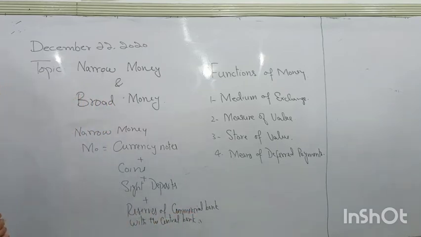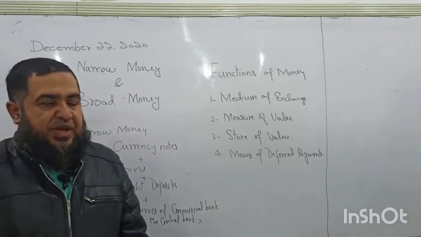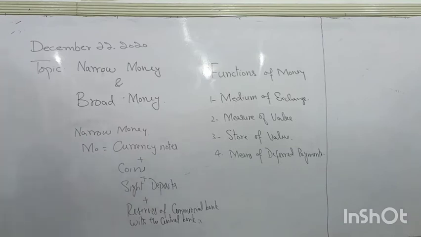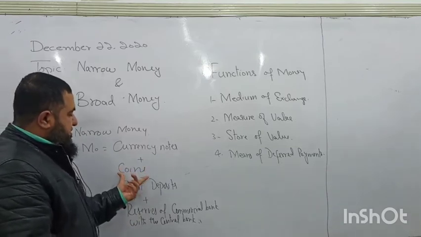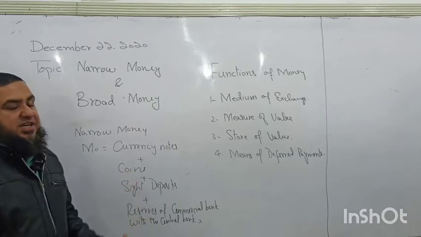Okay. These are called the currency notes. These are the liquid form of money. When they are present in the economy, they will be used to buy goods and services. Same is the case with coins. Nowadays we are using fewer coins to buy goods and services, but they are also part of the money supply. And sight deposits.